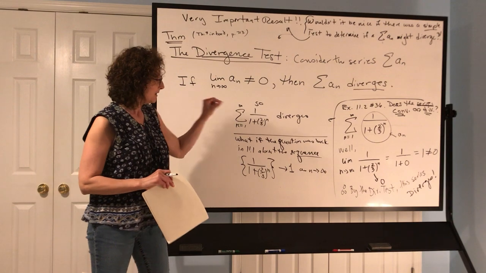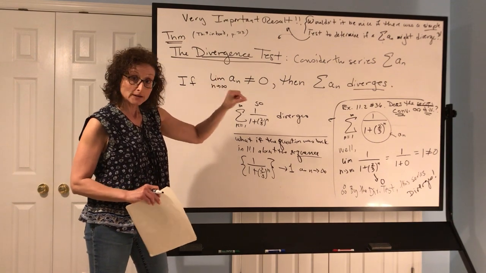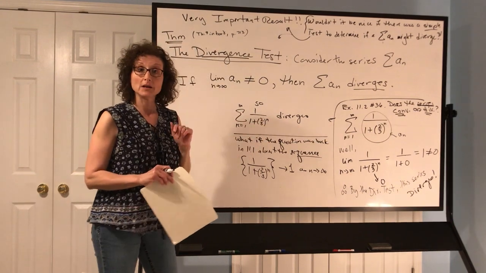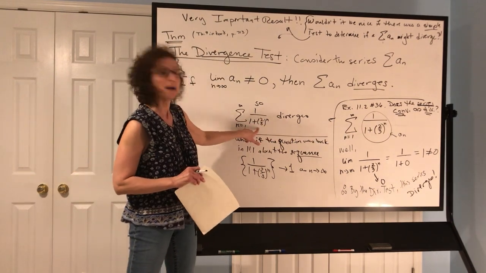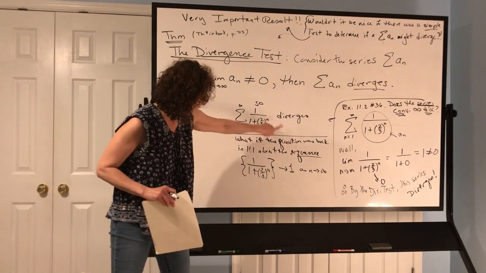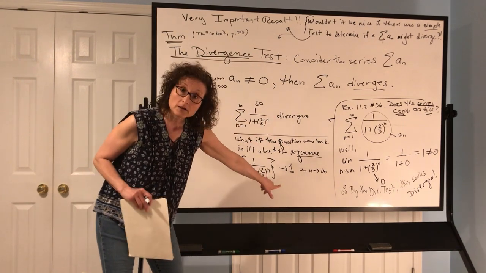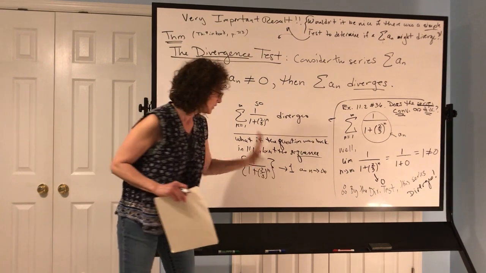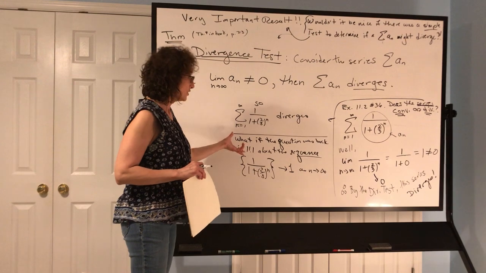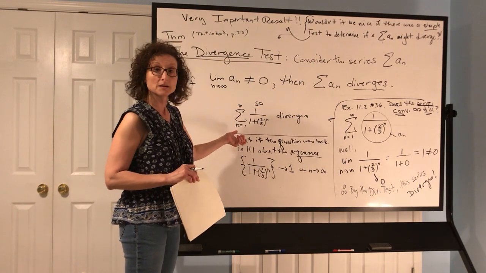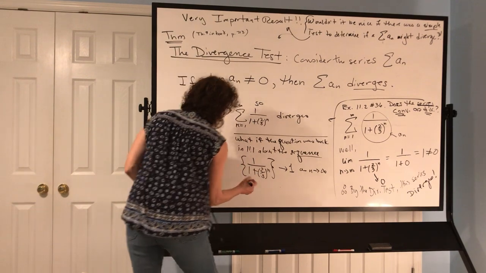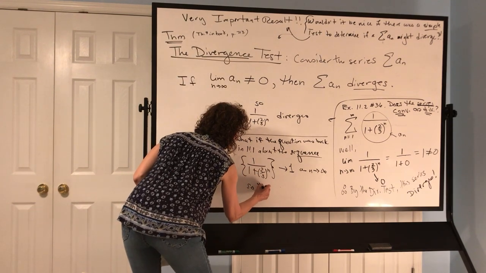Remember, the sequence is just the dots. Do those dots tend to a specific number as n goes off to infinity? Here we're adding up all the dots. Adding up all the dots diverges, while the dots converge. So don't confuse what it means to converge and diverge between sequences and series. That's going to be super important. So this sequence converges.